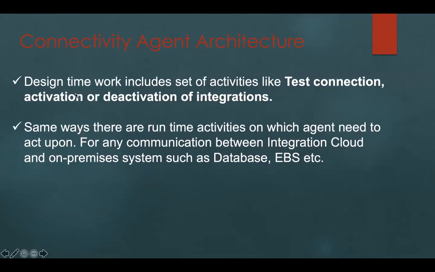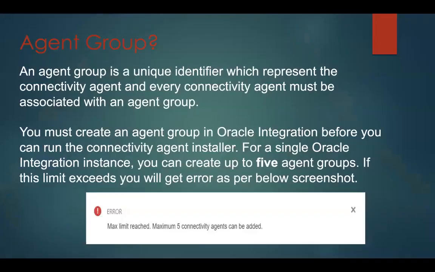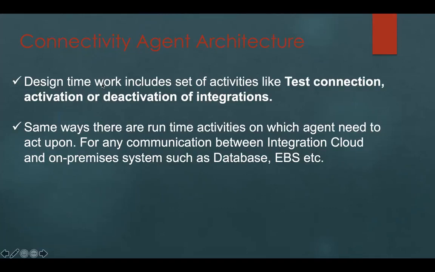So these design time works can be like testing a connection. When you test a connection, a connectivity agent will take that request and will try to make a connection. And also while activating or deactivating that integration, the agent will come. Same way, there are runtime activities on which the agent needs to act upon for any communication between Integration Cloud and on-premise systems, such as database and EBS, etc. Okay. Any question, anyone so far on this architecture?